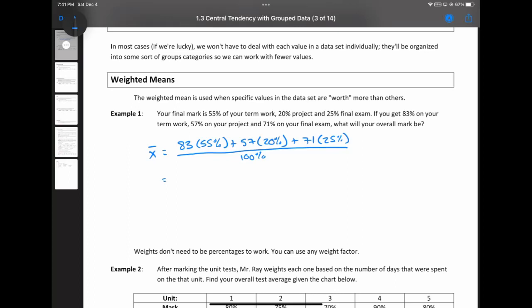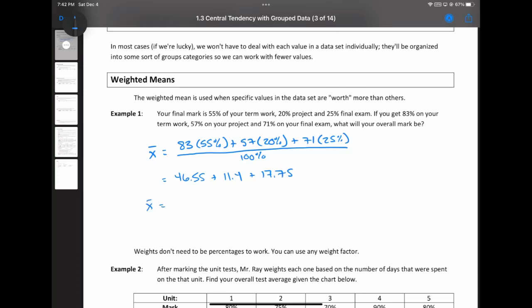On the top, when I punch this into my calculator, I'm going to do this in two steps. I want to remember that 55% really means 0.55, 55 out of 100. So we have 83 times 0.55, which is 46.55. 57 times 0.2, which is 11.4. And 71 times 0.25, which is 17.75. And just a reminder, we don't need to worry about the bottom because it's just 1.